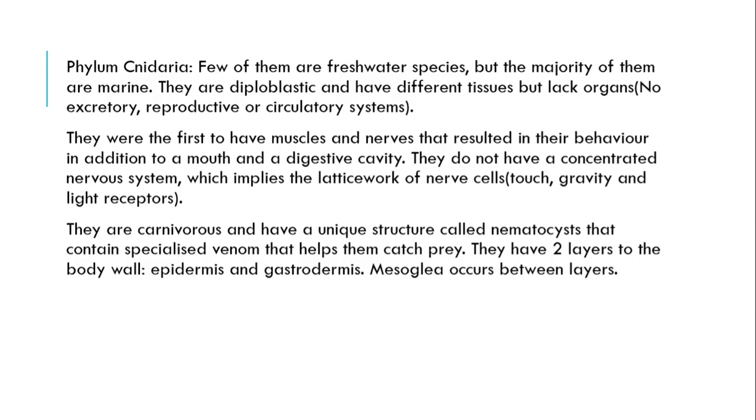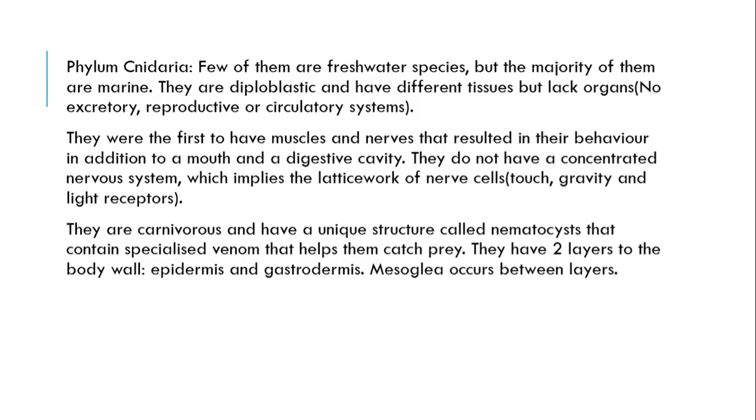Nematocysts contain specialized venom that helps them to catch prey. So the ctenophores have colloblasts that produce sticky chemicals to allow them to stick to the prey, and cnidarians have nematocysts that produce a venom that helps them to catch the prey.